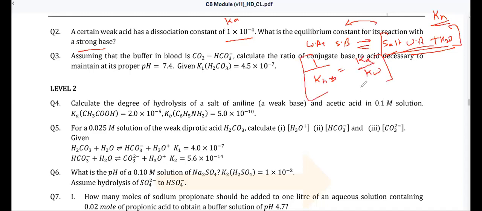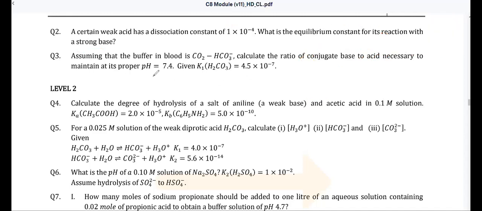Got it, everyone? Tell me, got it? Yes or no? Okay, right? Now question number 3. Again, right? Buffer solution. Yes or no?